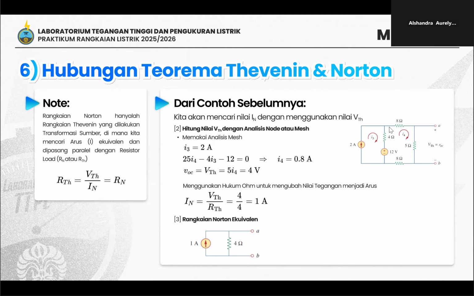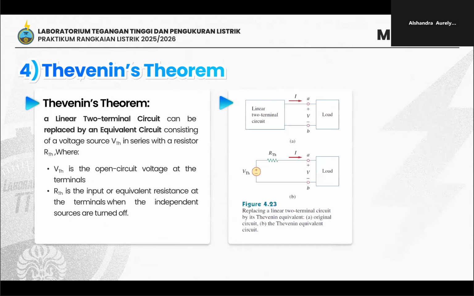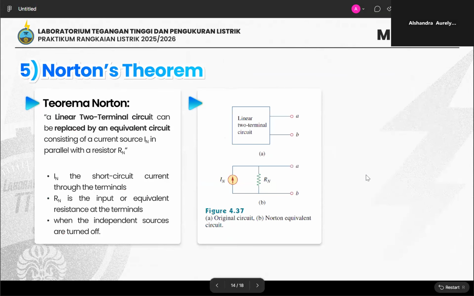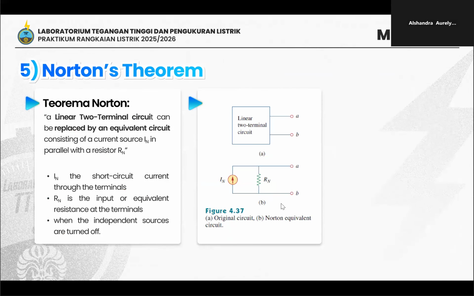So here I use Thevenin's theorem to make a Norton equivalent circuit. As you can see, when I use V Thevenin to find the voltage that is available in the circuit, I just use Ohm's law to change it to a current value. It's the same as the Norton equivalent circuit. So Norton's theorem and Thevenin's theorem are the same thing, just in a different configuration, where Thevenin's theorem is a resistor in series with a voltage source, and Norton's theorem is a current source in parallel with a resistor.